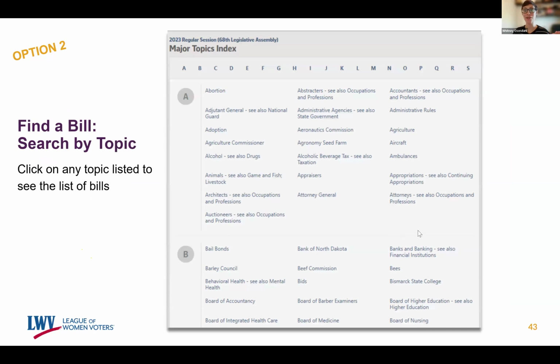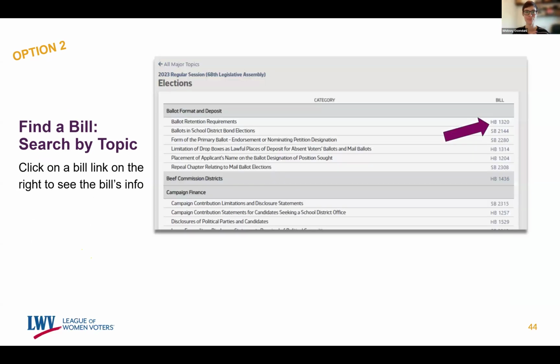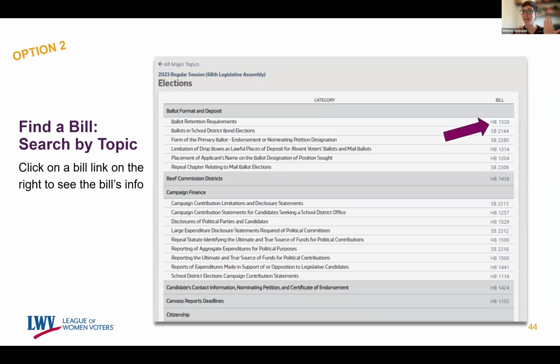So let's say you care about agriculture, ambulances, attorneys. You can click on one of these areas to see all the bills or ideas for laws under that topic area. So I clicked on elections from the 2023 regular session, so last session, and you can see a bunch of laws or potential laws that would impact elections. On the right, there is the bill number, you can click that to see that bill information. And I'll show you what that looks like in a moment.